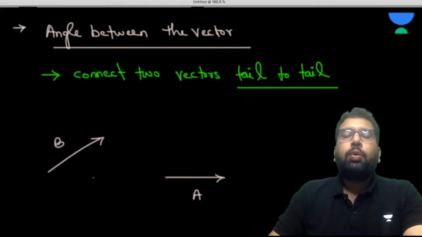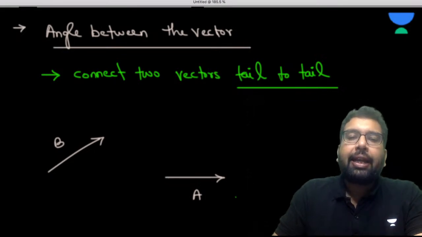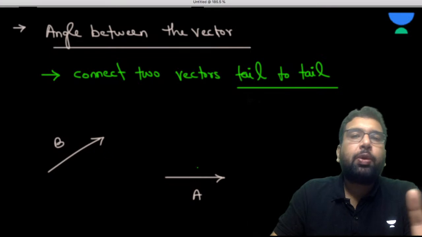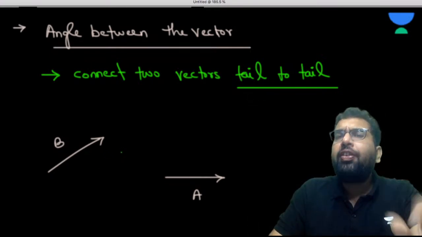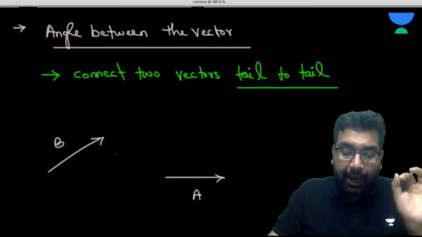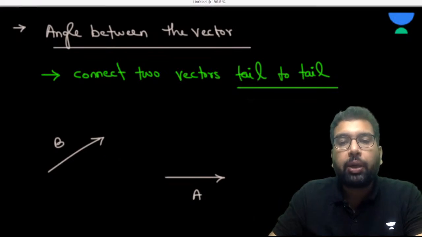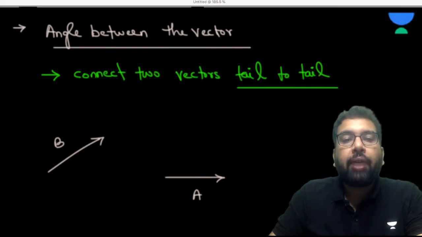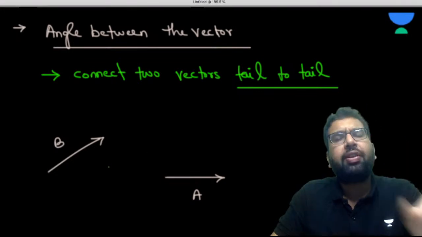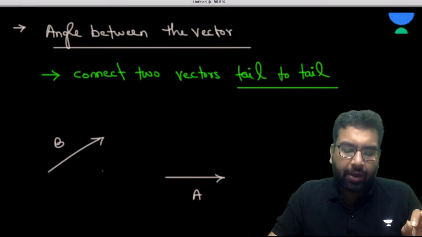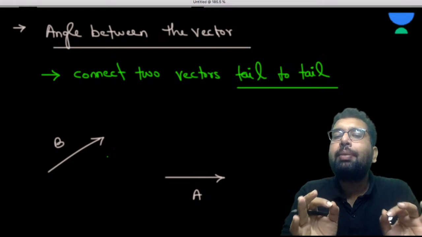So now I can do the parallel shifting, right? Now I can take A towards B or I can take B towards A. Doesn't matter. But the only thing you have to be careful about every time is the angle between the vectors. You have to connect them tail to tail, because you will be requiring the angle in the products of vectors also. Everywhere in vectors you will be requiring the angle, so don't forget that the angle between the vectors is measured when you connect them tail to tail.